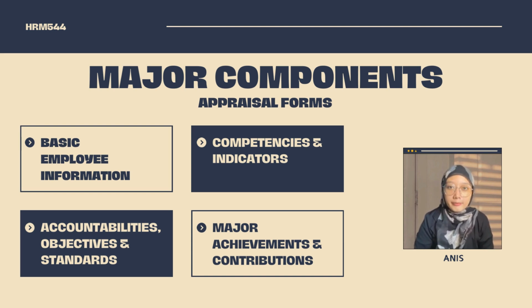Next is accountabilities, objectives, and standards. This section of the form would include the name and description of each accountability objective agreed upon by manager and employee. Furthermore, competencies and indicators. This section of the form includes a definition of the various competencies to be assessed together with their behavioral indicators.